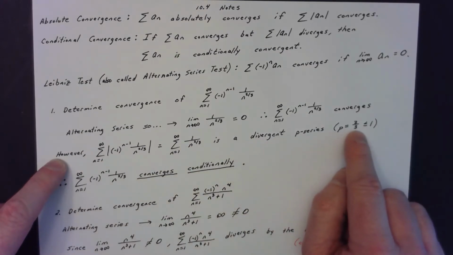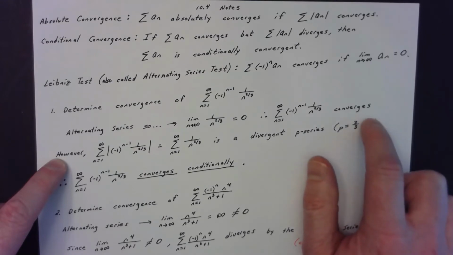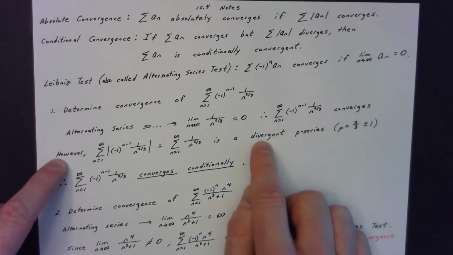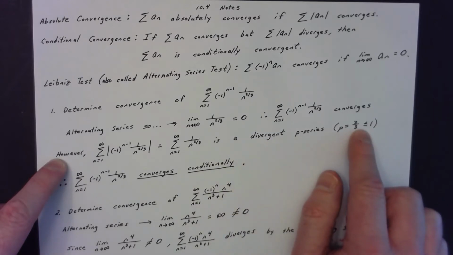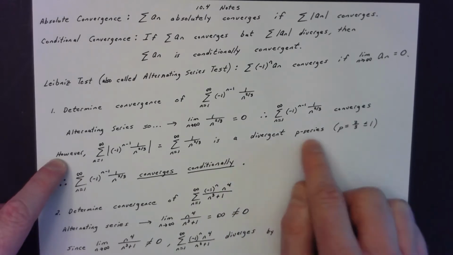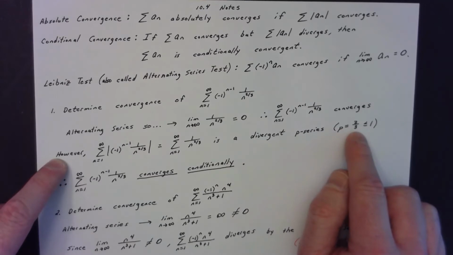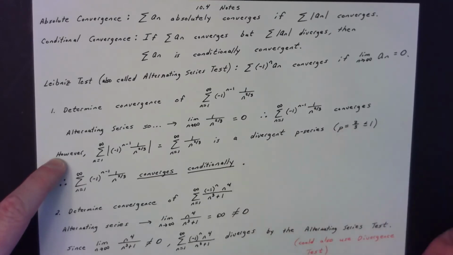And remember, the decision for convergence in the p-series: anytime p is a number less than or equal to 1, it diverges. If p had been greater than 1, it would converge. So this is a divergent p-series with p equals 2/3. Now, what does all this mean?